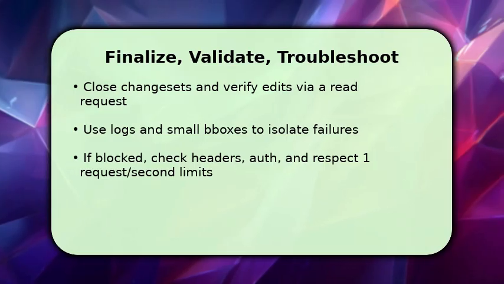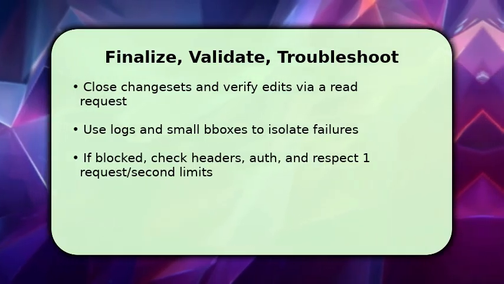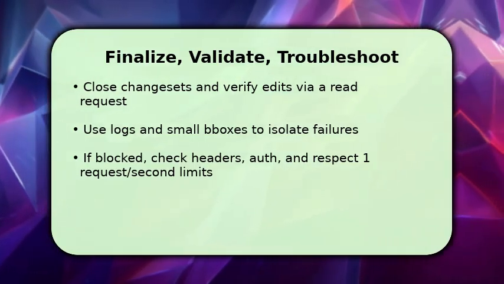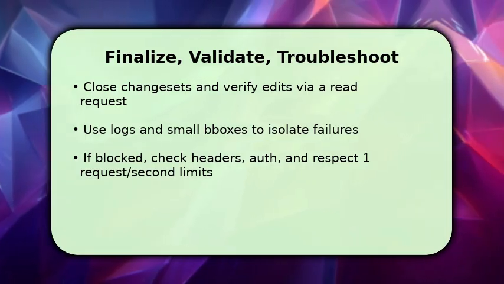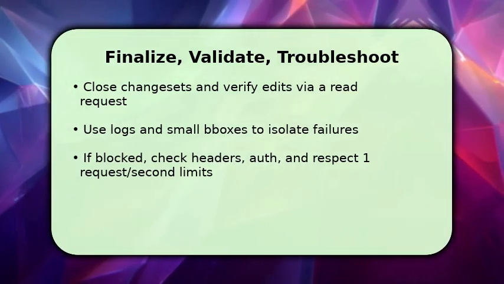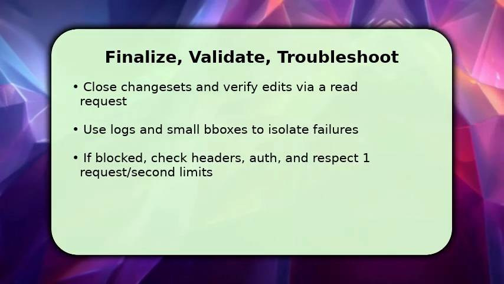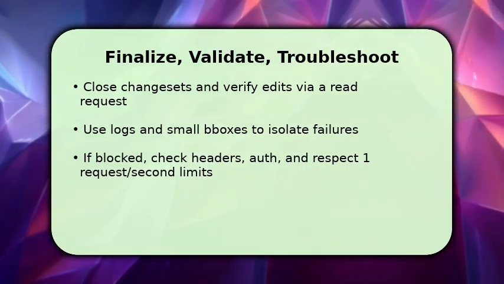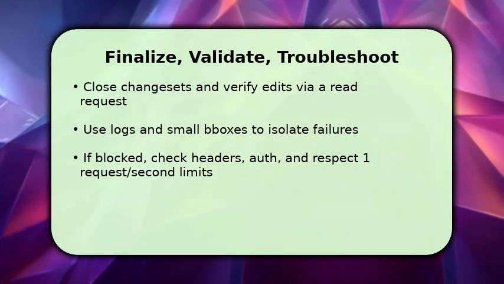If you need to automate, add exponential backoff and local retry logic to handle transient errors. If things go wrong, inspect HTTP status codes, authentication tokens, and request headers. These tell you why a call failed. One key troubleshooting tip.